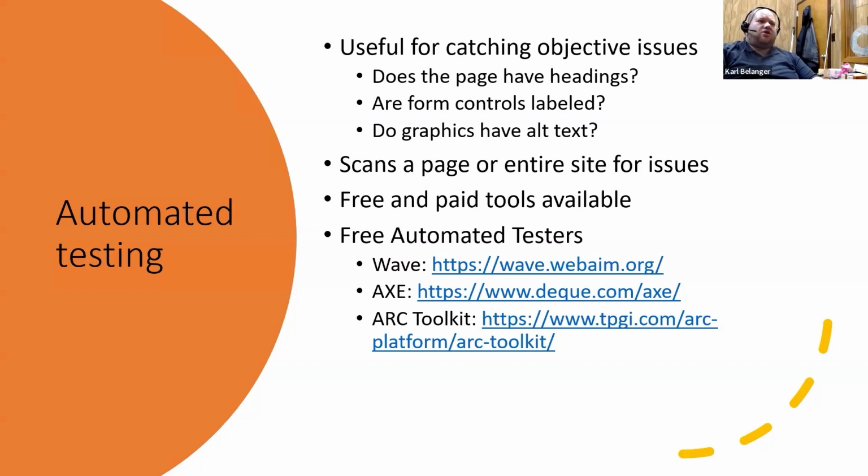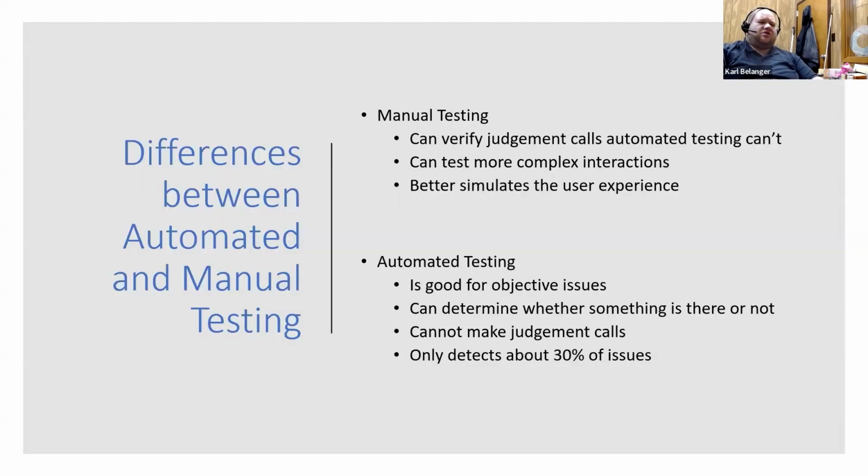A couple free ones are WAVE from a company called WebAIM, Axe from Deque, and ARC Toolkit from TPGi. And there's also manual testing, and some of the differences. Manual testing can catch judgment calls, automated testing can't. For example, automated can test, is there alt text there? Manual can say, does it make sense? Manual can test more complex interactions, dealing with complex menus and other controls, and how efficient they are for a blind or screen reader user. It better simulates the user experience than an automated test.